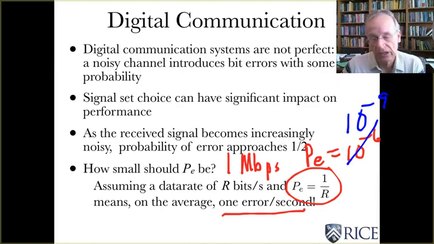So this may seem like we're kind of stuck. The only thing we can really do to overcome this is have more transmitter power so we can boost the signal to noise ratio to make PE smaller and smaller. Well, that turns out not quite to be the whole story.